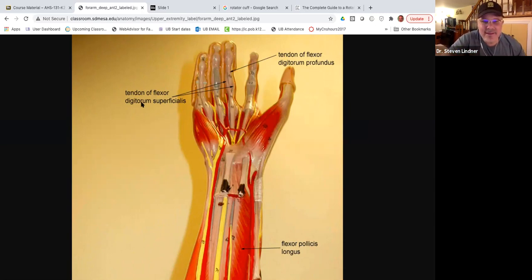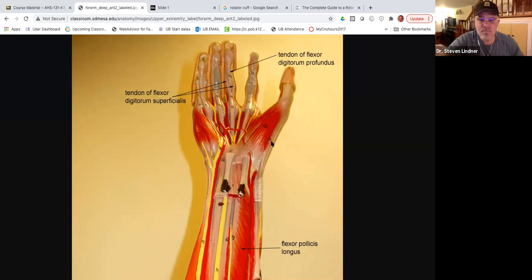The tendon of the Flexor Digitorum Superficialis attaches to the middle phalanx. So that's going to insert here on the middle phalanx. Can that one flex the DIP joint if it's not crossing the joint? Absolutely not. But it can flex everything proximal to it.